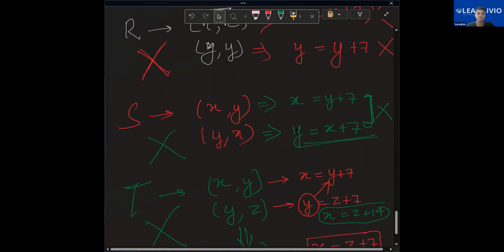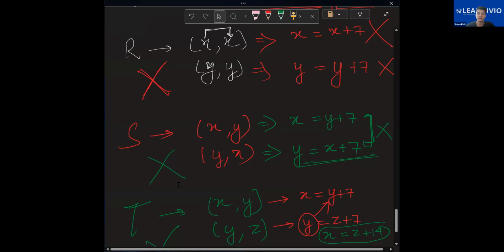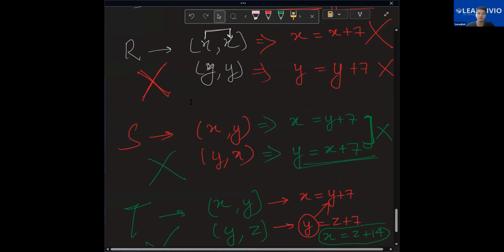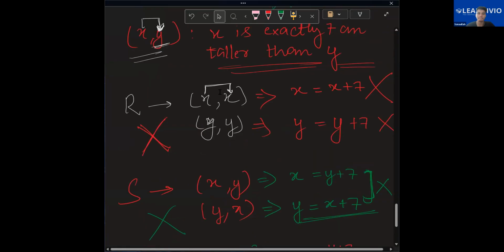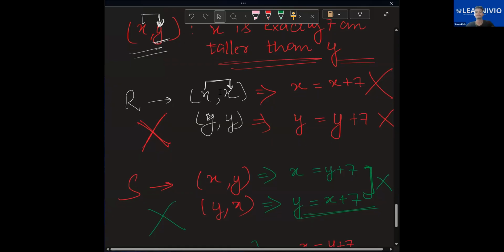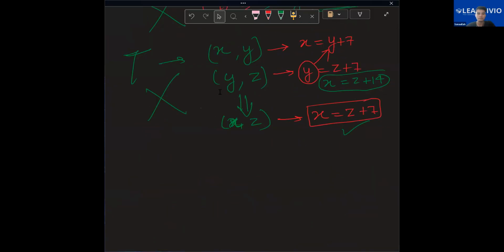Okay. Tell me one thing. If it was reflexive, symmetric, and transitive at the same time, then what will you call that type of relation? Equivalence relation. Okay, so this was C part.